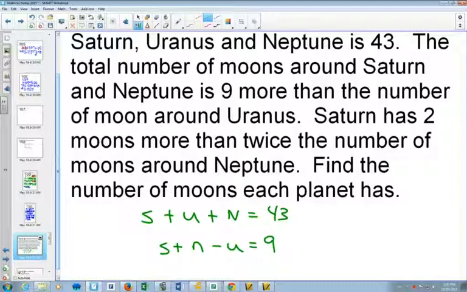And Saturn has 2 more moons. And I guess this is where we'll end. So you can make the one more equation and then solve it.